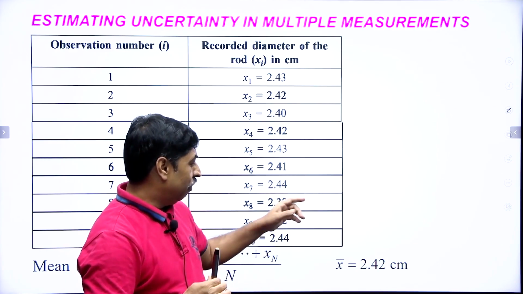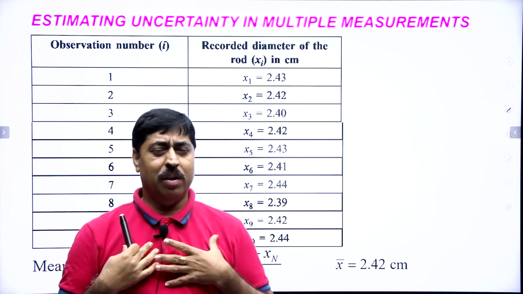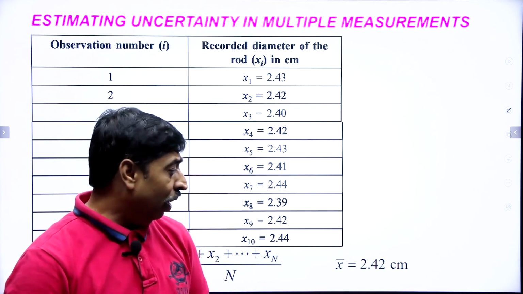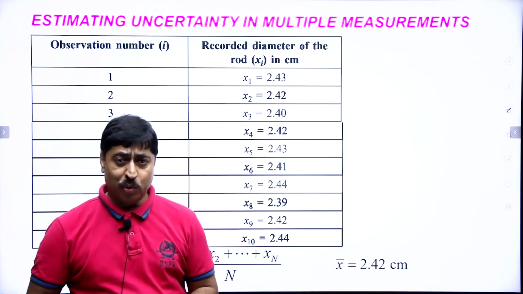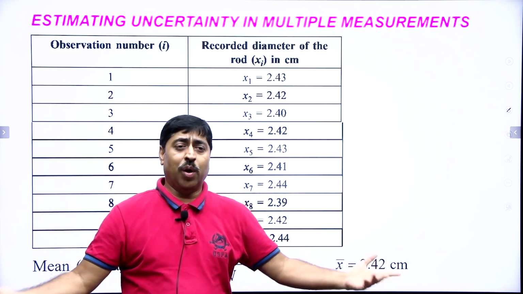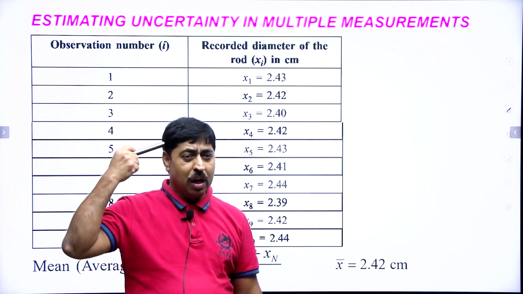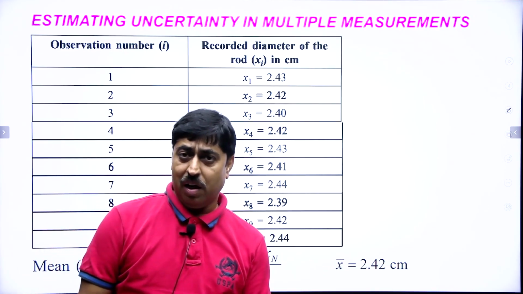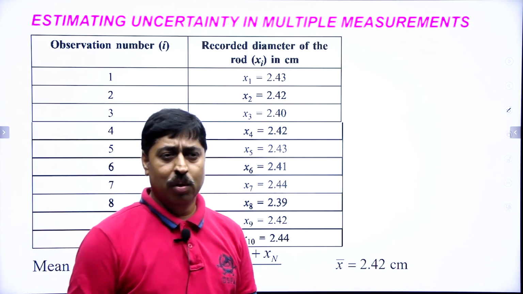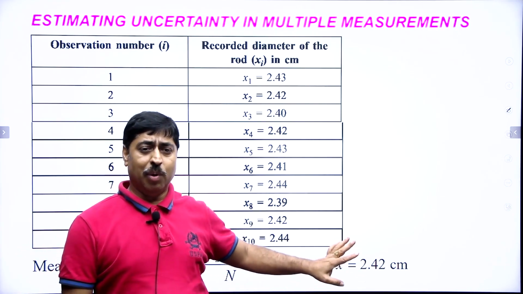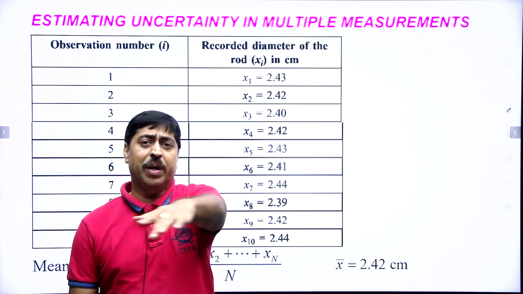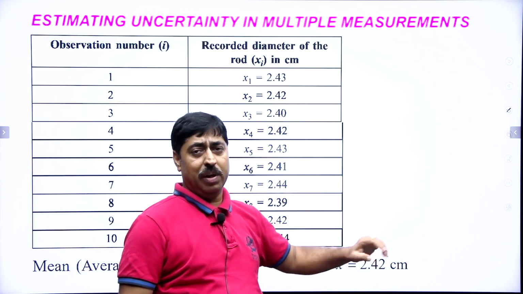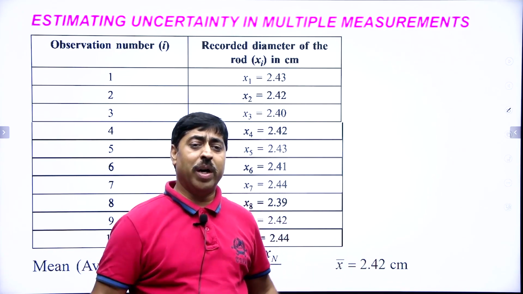So, if you ask me what the diameter of this particular rod is, I will say that to the best of my knowledge, the diameter of this rod is 2.42 centimeter. This is the true value for all of us. But if you keep a gun on my head and ask me, are you very confident about this number? Then I will get a little bit shaky and I will say that no, this is my best estimate, but I am not very confident that this is the diameter of the rod. There could be some uncertainty in my measurement. The diameter is 2.42 centimeter.